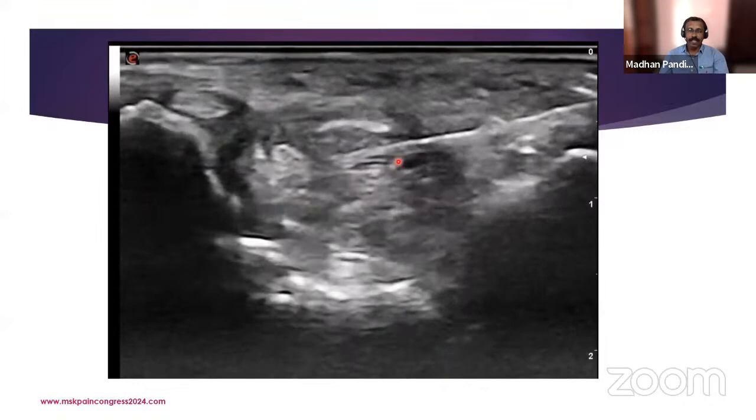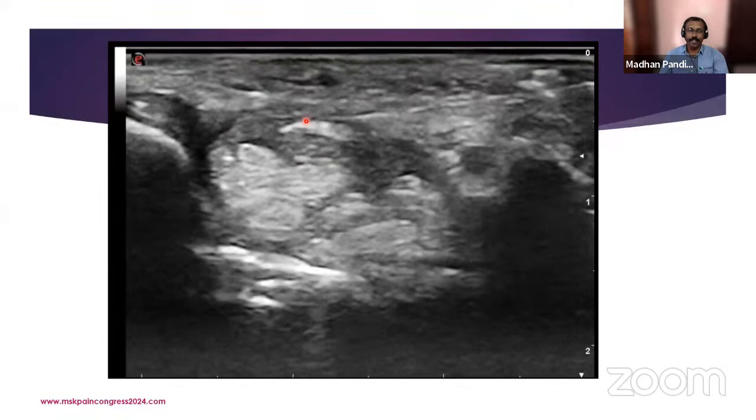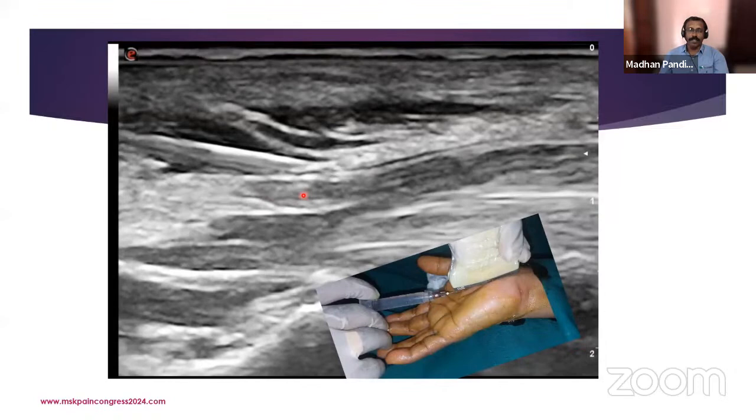Ensure that you don't damage any of these vital structures. Try to do a fenestration of this retinaculum. You can see the retinaculum there. Try to do a needle fenestration. I've used a very thin needle, a 26 gauge needle, and on the long axis, this is the long axis of the nerve.